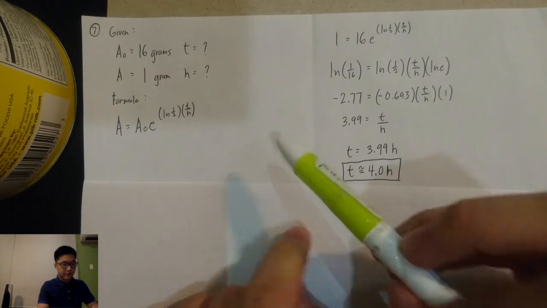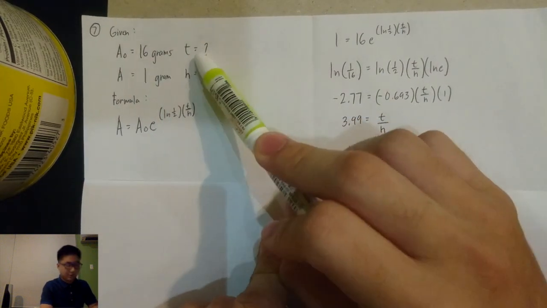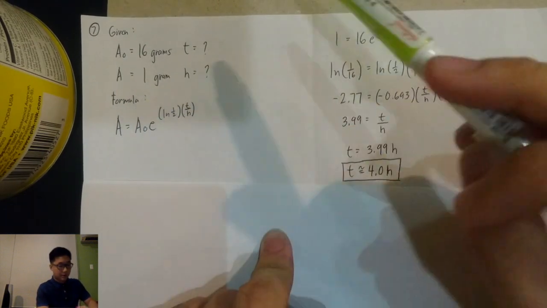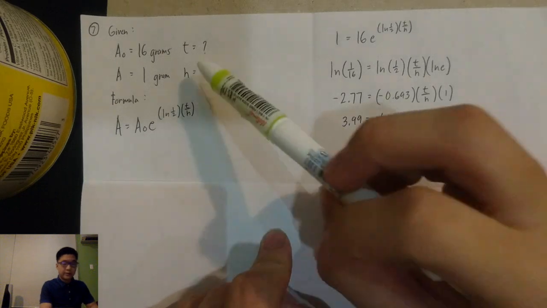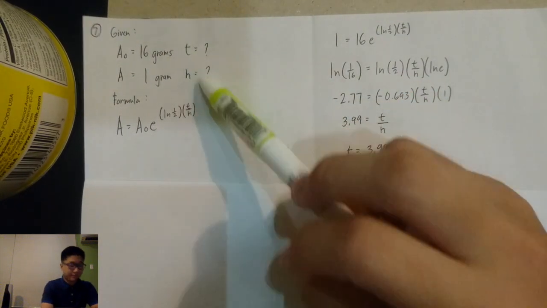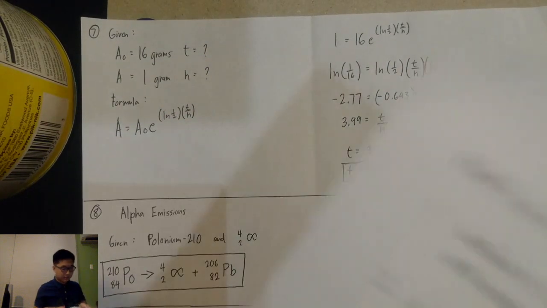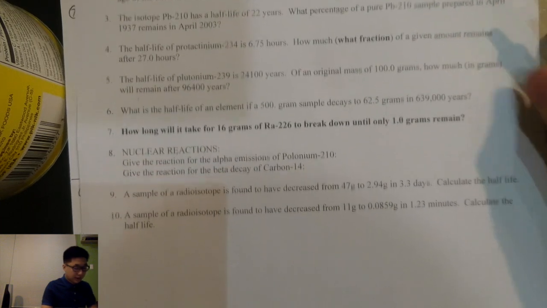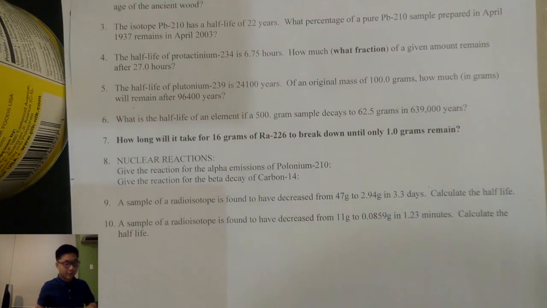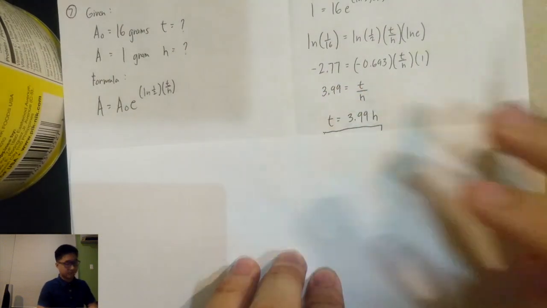So we are given that A sub 0, the original amount, is equal to 16 grams, and the amount afterwards is equal to 1 gram. So we are not given the time and the half-life. So what do we do? We go back to the question. It says here, how long. So you have to find t in terms of h.